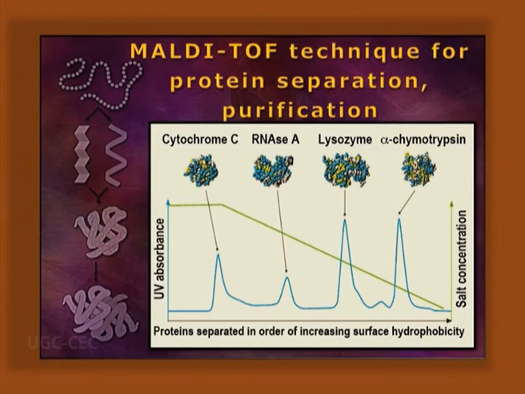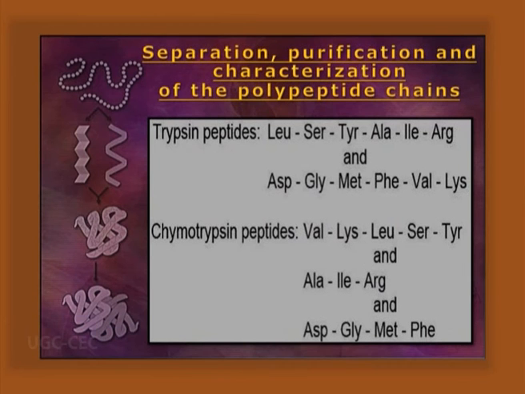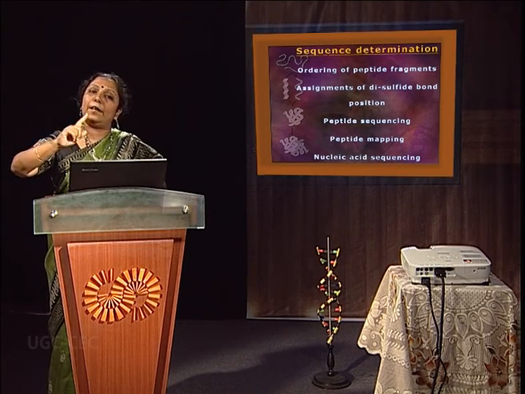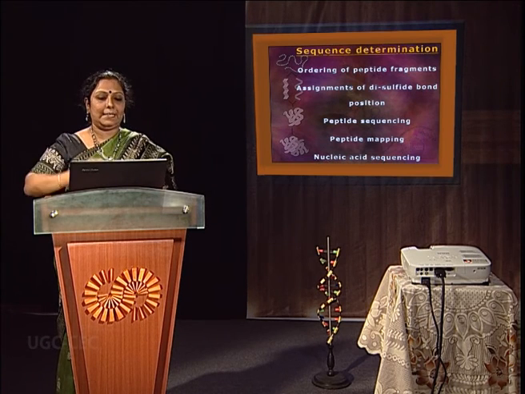And after purification, they can be characterized, and the overlapping sequence will help us to know which are the common sequences, because all those sequences are made with trypsin and chymotrypsin digestion. Now, sequence determination includes ordering of the overlapping peptide fragments and assignment of the disulfide bond, because if cysteines are present, we can know the disulfide bond must be present there.